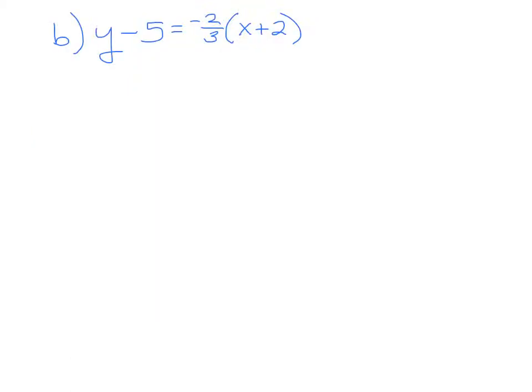So let's actually do another one together. y minus 5 equals negative 2/3 times x plus 2. Now my x value is here, but wait a minute. My formula is x minus. So if my formula is x minus, what would you plug in for x to get plus 2? It'd be this. You'd actually plug in a negative 2. So my x value is negative 2. My y value is 5. So that means my point would be negative 2 and positive 5.